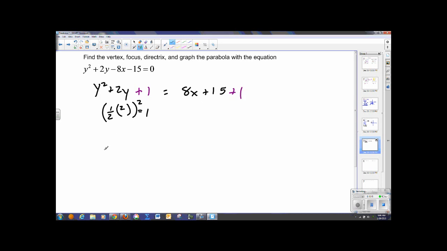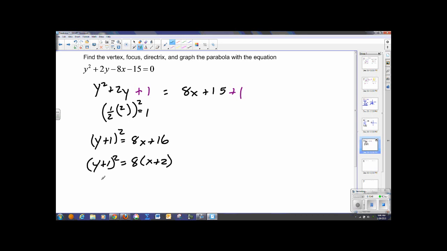And now we've created that perfect square of (y + 1) quantity squared is equal to 8x + 16. Now I need to get this in standard form, so I'm going to need my 4p term. So I'm going to factor out that 8 and get x + 2. So now we should be able to find everything we need.